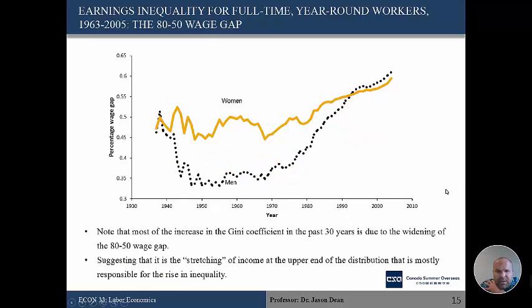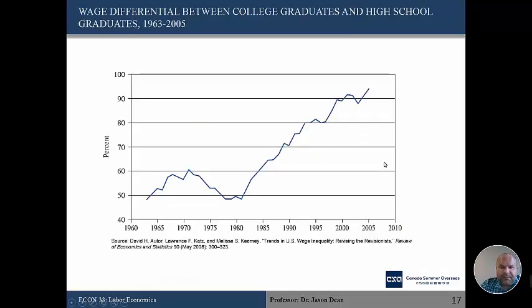Now, this chart here is the 80-50 wage gap, and so we can see that much of the increase in the Gini coefficient in the past 30 years was due to a widening of the 80-50 wage gap. Okay, so this is stretching out the income at the upper end of the distribution. So that's mainly responsible for the increase in inequality. People in the lower end of the distribution, there's not much going on there. You're getting the stretching out effect on the right hand of the distribution.